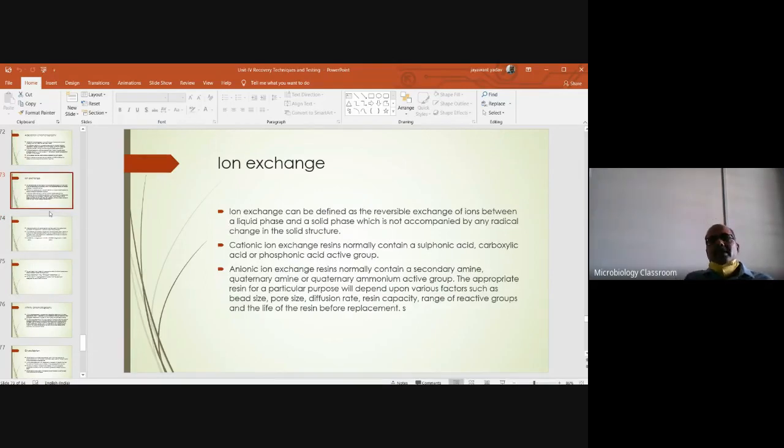So in ion exchange resin, we have to use either a cationic ion exchange resin or an anionic ion exchange resin, the opposite, and the harvested broth should have the opposite charges.